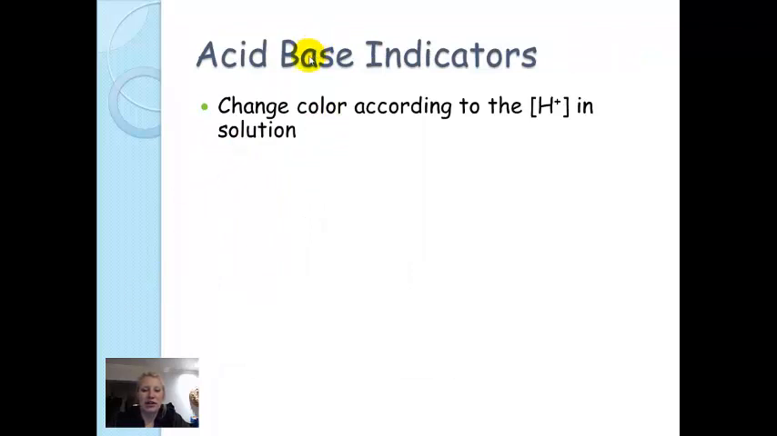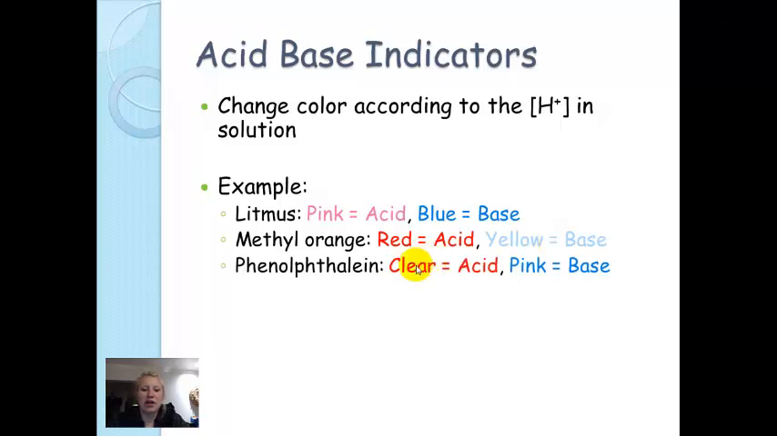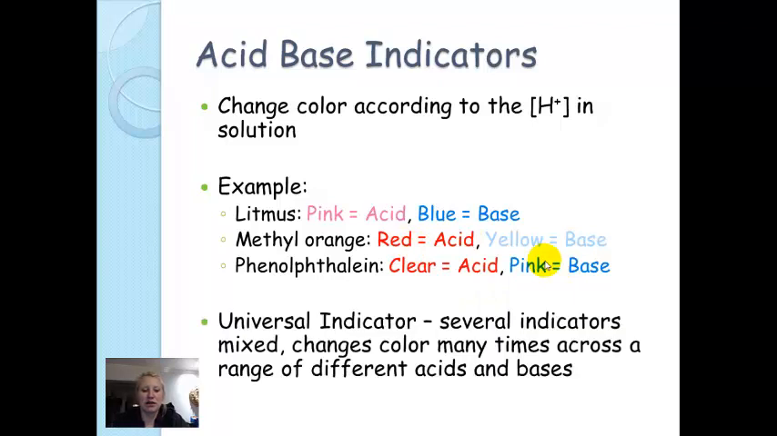Acid-base indicators are really fun because they change color according to the concentration of hydrogen ions in solution. For example, litmus paper turns pink in acid and blue in base. Methyl orange is an indicator that turns red in acid and yellow in base. And phenolphthalein is clear in acid and pink in base. A universal indicator is when several indicators are mixed together so that it changes color many times across a range of different acids and bases.